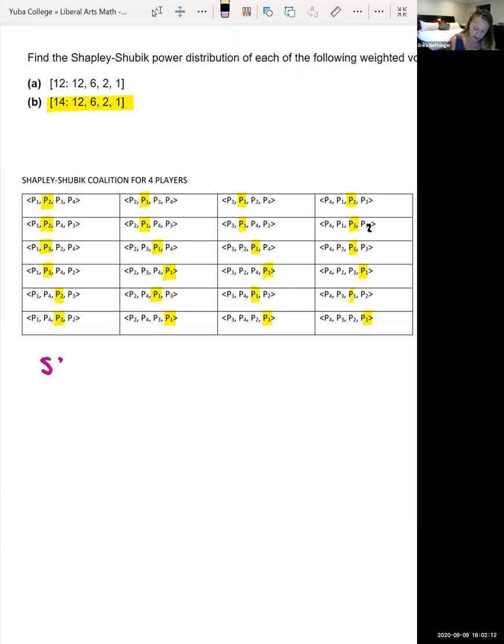Okay, so number of times player 1 was the pivotal player. Maybe this would have been better with different colors, but we have 1, 2, 3, 4, 5, 6, 7, 8, 9, 10, 11, 12, 13, 14, 15, 16. And so their Shapley Shubik index is 16 out of 24. That reduces, they both have 8 in common. 8 goes into 16 twice. 8 goes into 24 3 times.